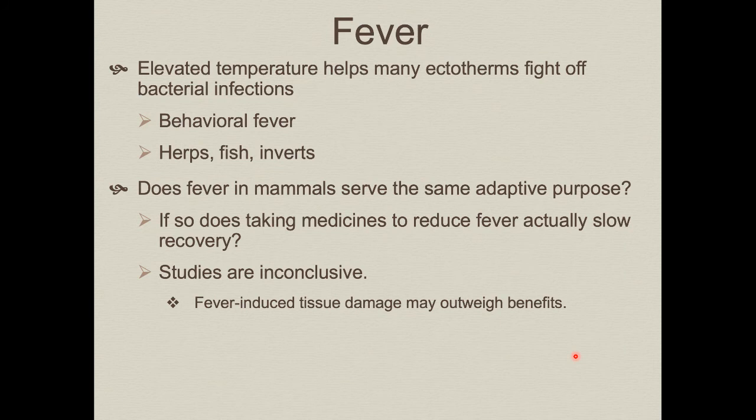You get fever. If you look at the function of elevated temperature in ectotherms, it is used to fight off bacterial infection. We call this behavioral fever because these are ectotherms. They have to go to hot areas to artificially raise their temperature higher than normal. So this is seen in a lot of herps, fish, invertebrates when they get sick. They go to these hot areas as a means of fighting these infections.